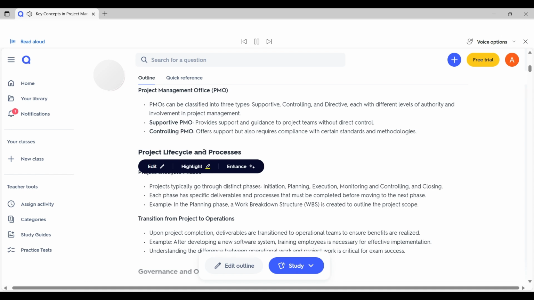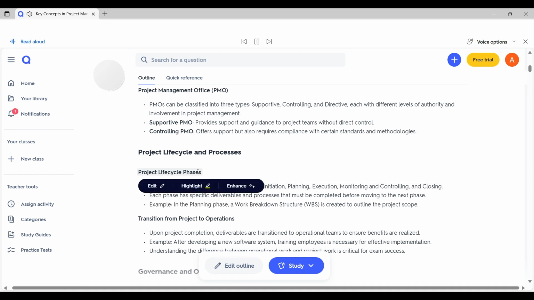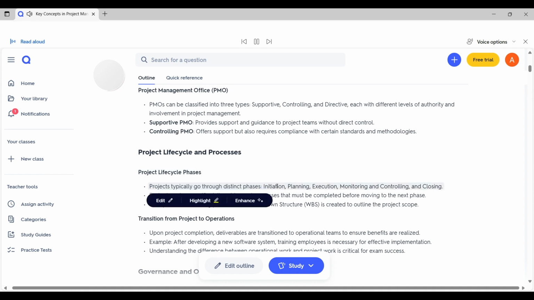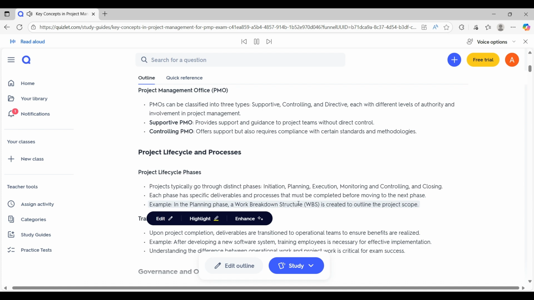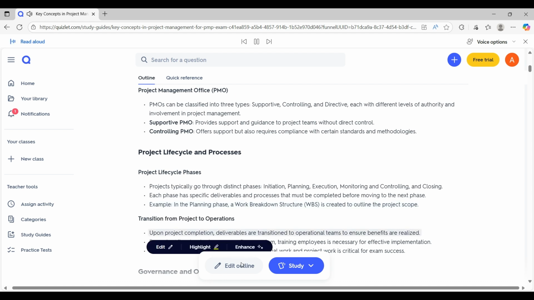Project lifecycle and processes. Project lifecycle phases. Projects typically go through distinct phases: initiation, planning, execution, monitoring and controlling, and closing. Each phase has specific deliverables and processes that must be completed before moving to the next phase. Example, in the planning phase, a work breakdown structure, WBS, is created to outline the project scope.